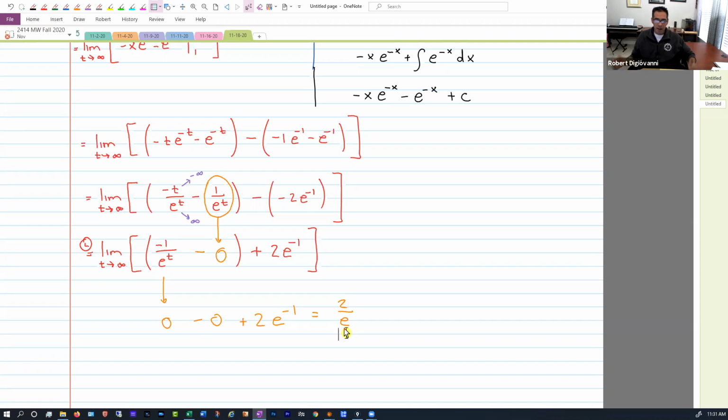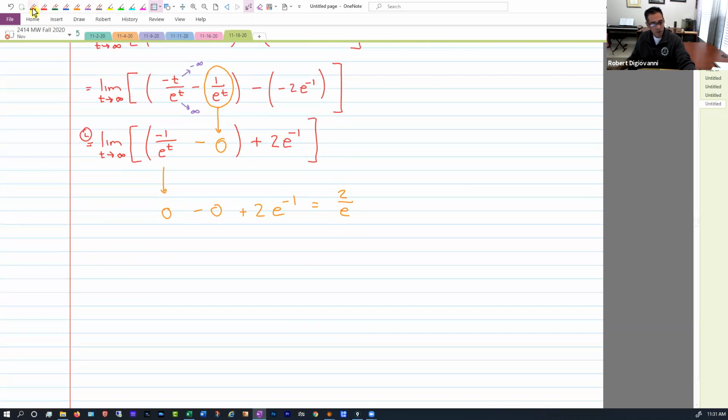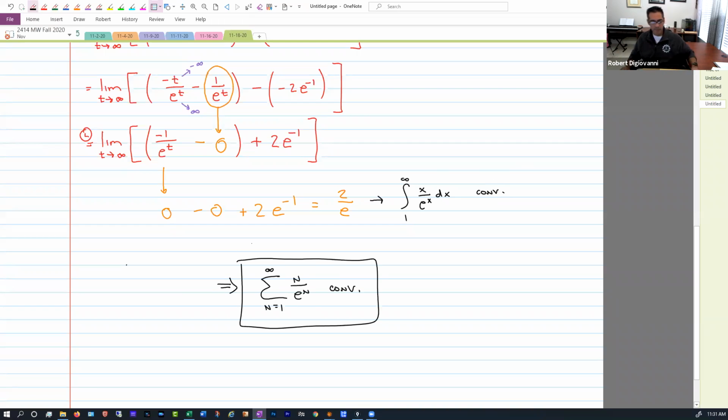But in this case, our final conclusion is this. So this right here means that the integral of x over e to the x dx converges, which implies that the series that we were looking at converges. But that's it. That's the only thing we can say.